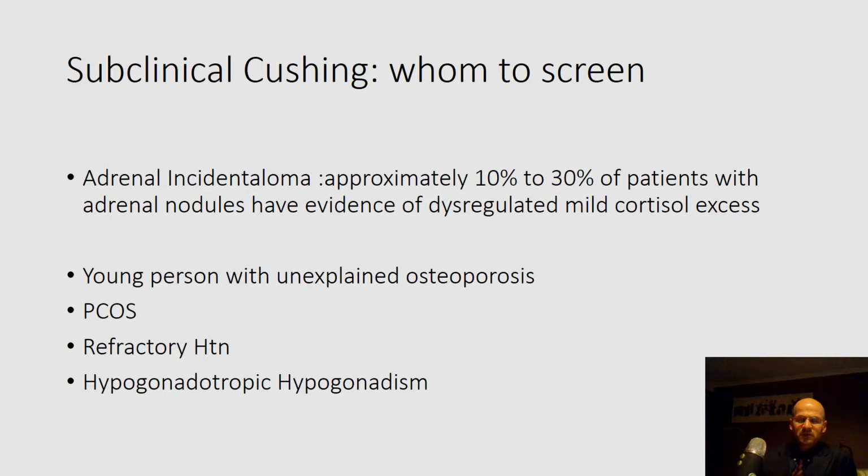The question is, whom are we going to investigate for subclinical Cushing when the patient is not cushingoid right in the front? These are the clinical scenarios when I investigate for excess cortisol. Adrenal incidentaloma, obviously, a young person with unexplained osteoporosis or severe osteoporosis or osteoporosis refractory to anti-resorptive treatment, obviously on the proviso that there's adherence to treatment.